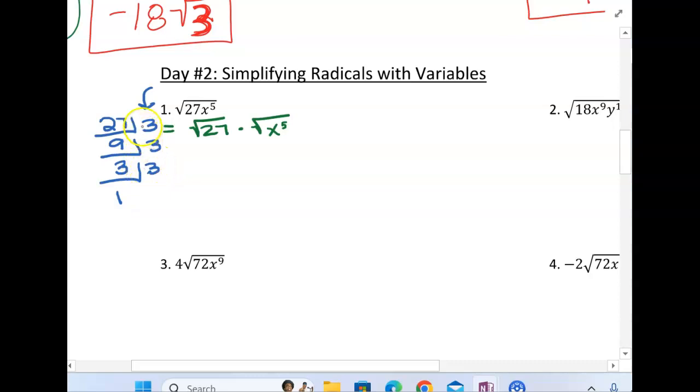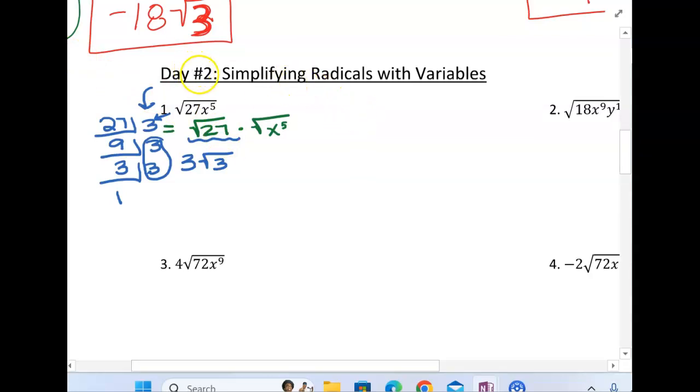So now that we have it broken down to its prime factorization, remember this just means that 3 times 3 times 3 is 27. Remember, we want to grab pairs. So we have a pair of 3's, and then we have 1 left over. Remember, pairs come out front, so square root of 27 can be written as, pairs come out front, leftovers go inside, 3 square root of 3. That's straight from yesterday, so hopefully that wasn't too bad.